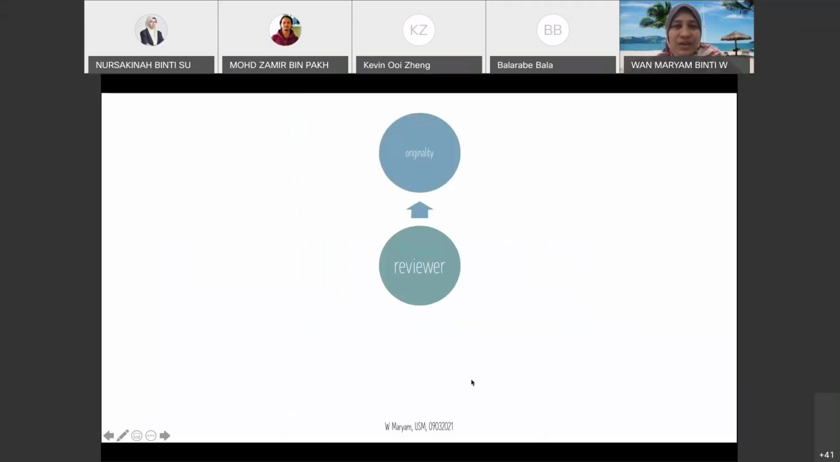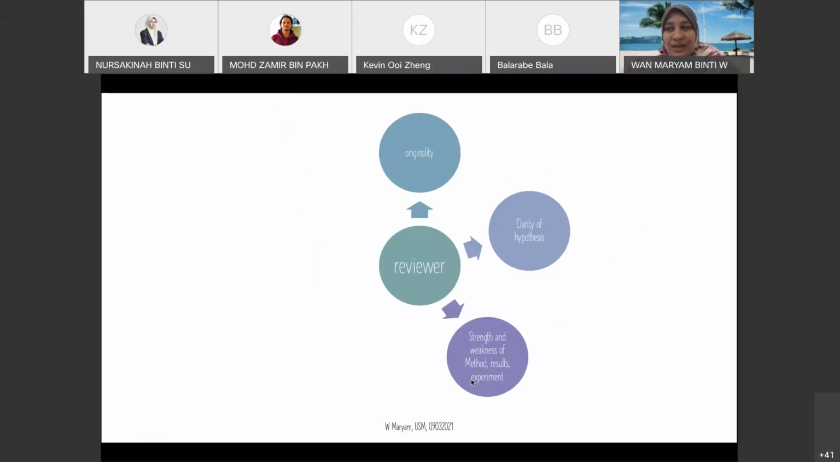All right, so what does the reviewer look at? One, originality. Second, clarity of hypothesis. All right, okay, so your objective. Strength and weakness of the method, result, and experiment. Now, this is something that would bring about a minor or major revision. So it would not be rejected if it's just strength and weakness. Okay, writing style. So you have to have a good presentation.